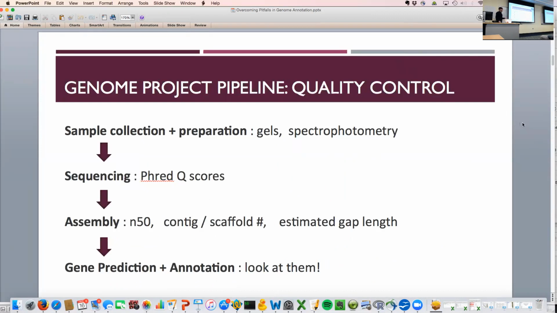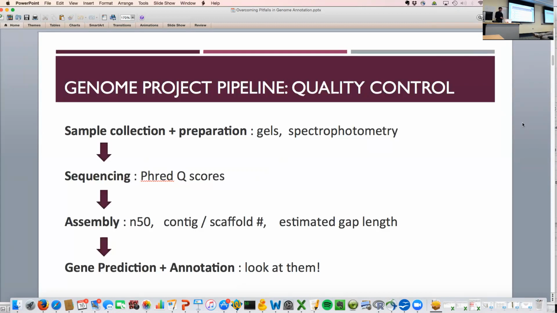So Moni's going to be talking a little bit about the genome pipeline, but just to briefly give you an overview, along all the steps there are generally some really good quantitative ways to assess your data. When you're getting the DNA ready, you can look at gels and spectrophotometry to see how good your DNA quality and extraction were. Once you do the sequencing, you get these scores associated with each read that tell you how confident you can be about any given nucleotide along the sequence.